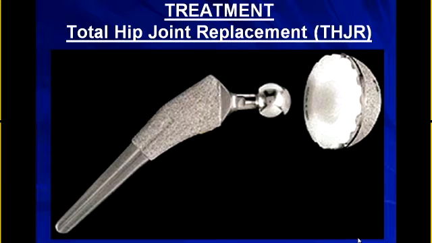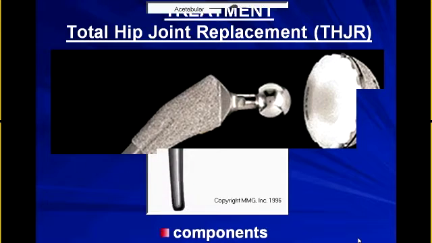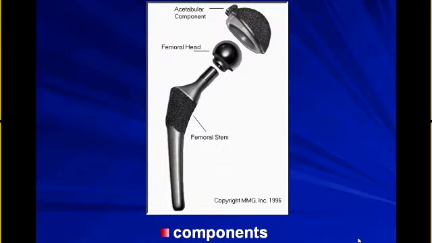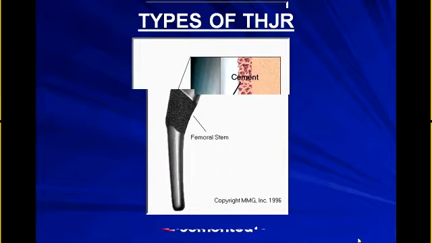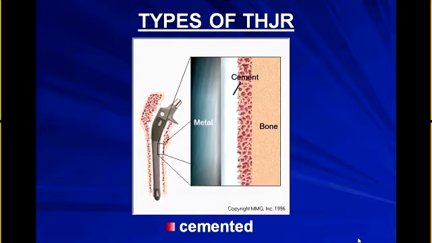It has a stem and an acetabular component. These can be cemented or uncemented. So you see the stem, the femoral head, and the acetabular component. Generally speaking, they have a very rough surface that allows the surrounding bone to grow into the stem and the acetabular component. Cemented is usually done if there's very poor bone stock, and more in the elderly.